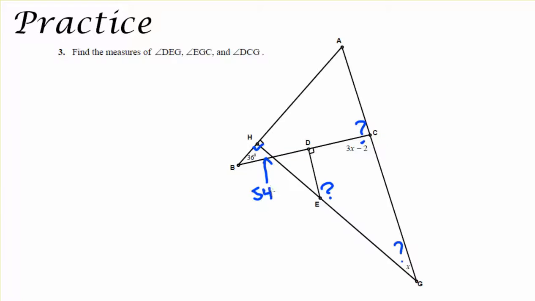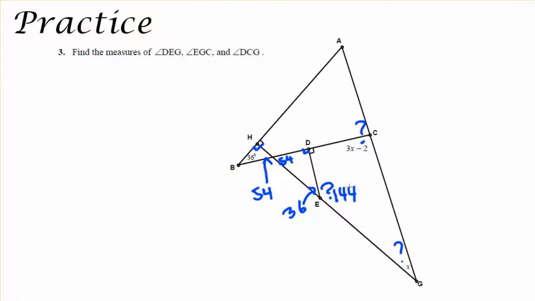Its vertical pair must also be 54. And continuing along with this pattern, I can find that angle DEH is going to be 36. Now, DEH makes a linear pair with DEG, so DEG must be 144. Of course, I subtract from 180.